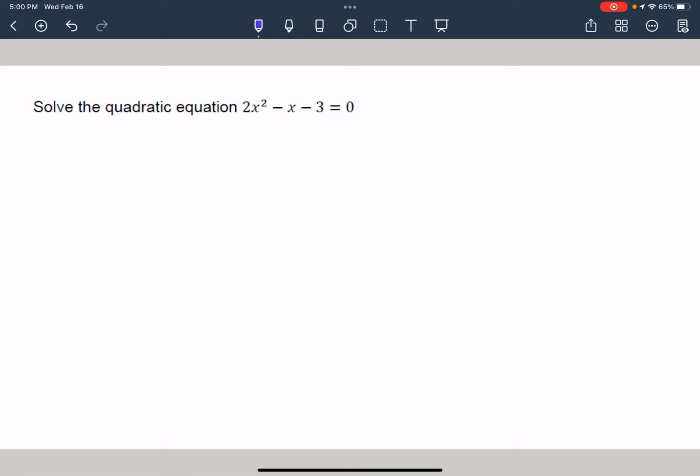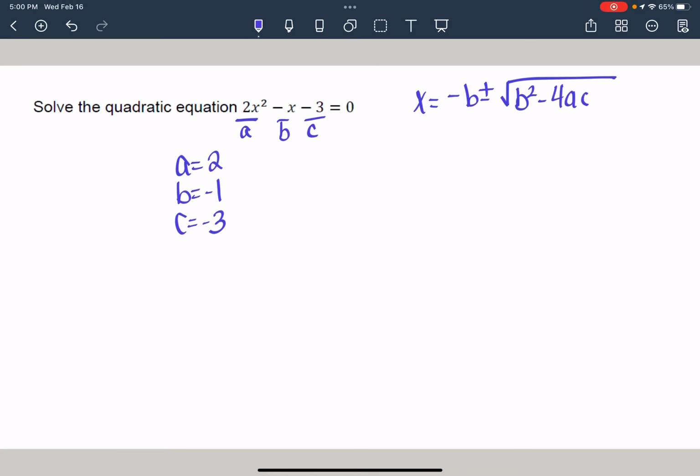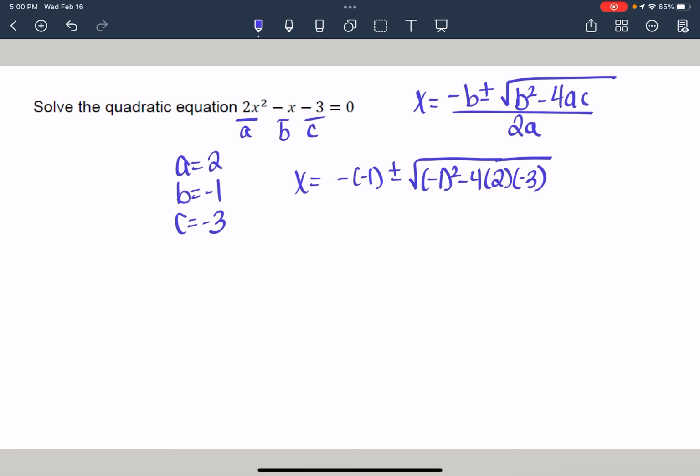So let's solve this equation. There's more than one way to solve this quadratic equation, but I'm going to use the quadratic formula. So a equals 2, b equals negative 1, and c equals negative 3. Remember, the quadratic formula is x equals negative b plus or minus the square root of b squared minus 4ac divided by 2a. So this will become x equals negative 1 plus or minus the square root of negative 1 squared minus 4 times 2 times negative 3. And that's divided by 2 times 2.